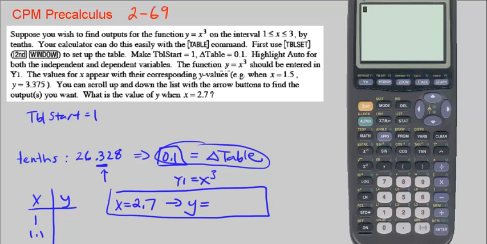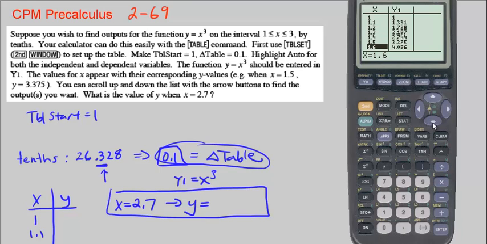Also make sure the function y is equal to x cubed is entered in y1. So click y equals, and in y1 let's make sure we have y is equal to x cubed. So put in x to the power of 3, and quit. And then finally, in the right corner it says table in yellow. To get there, we push second, and then graph gives us table. And here is our table with all the outputs we want.